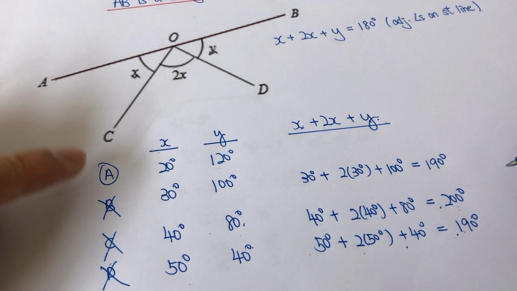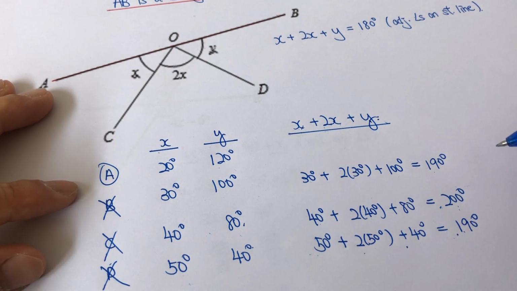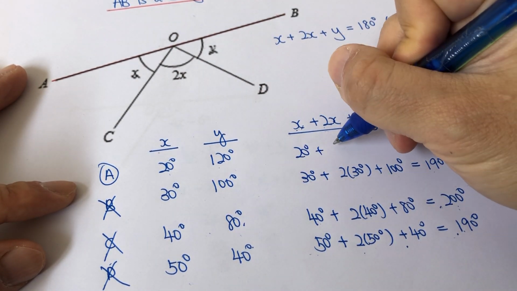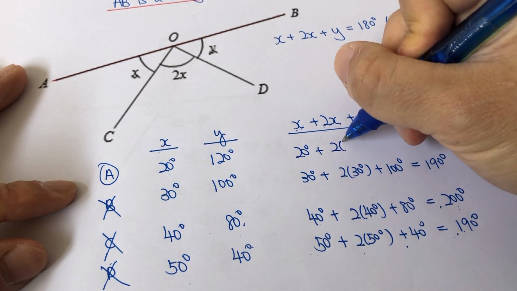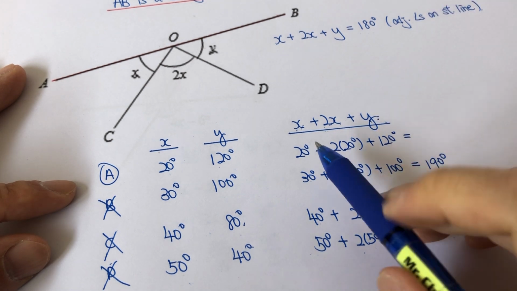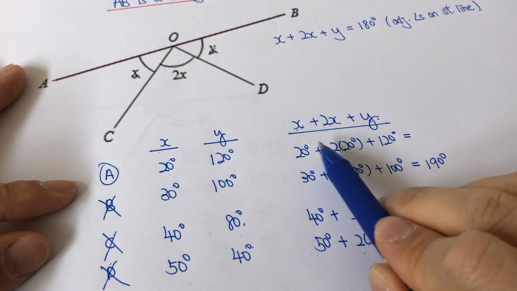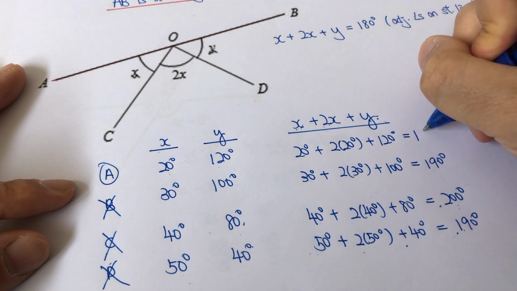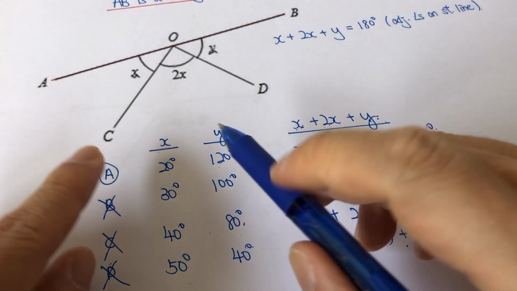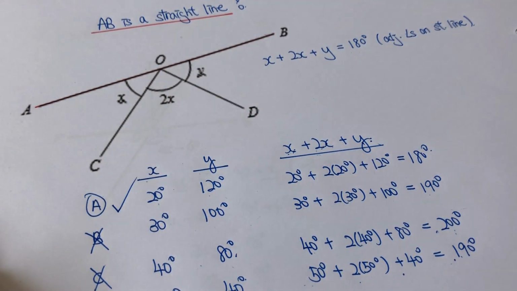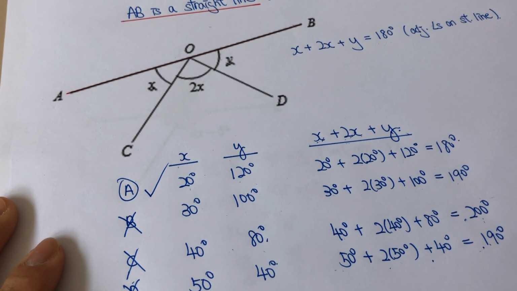If you are not sure, please go ahead and check. X is 20 plus 2 times x, that means 2 times 20, plus y, which is 120. So 20 plus 2 times 20 becomes 40. 20 plus 40 becomes 60. 60 plus 120 is 180. Therefore, this combination is correct. The answer should be A.